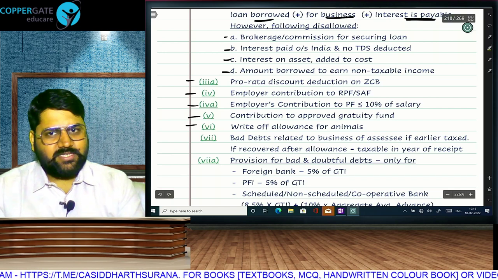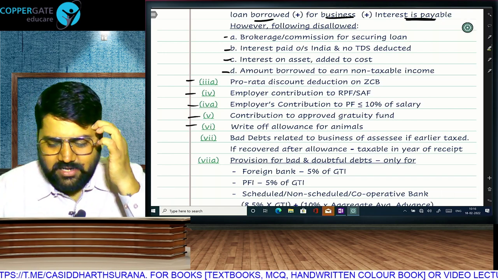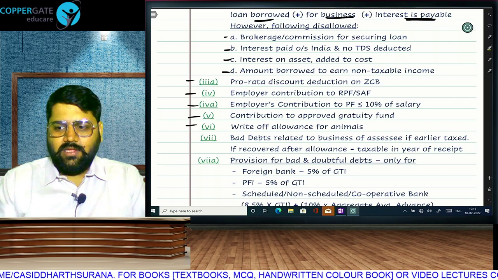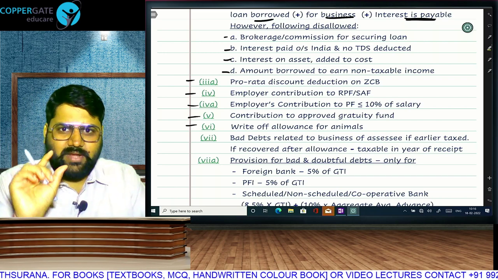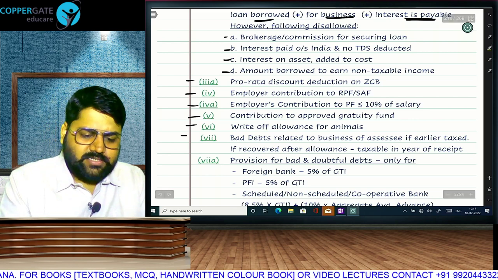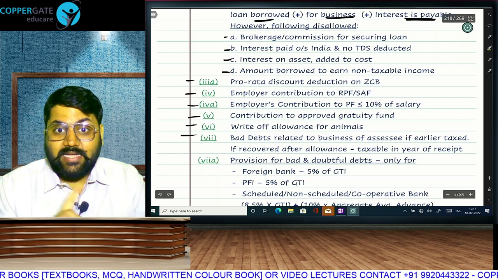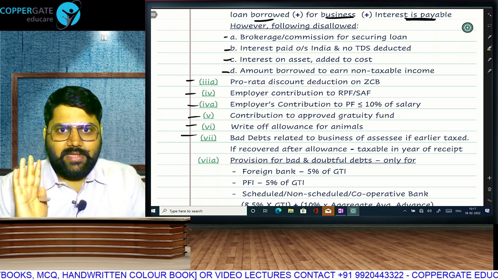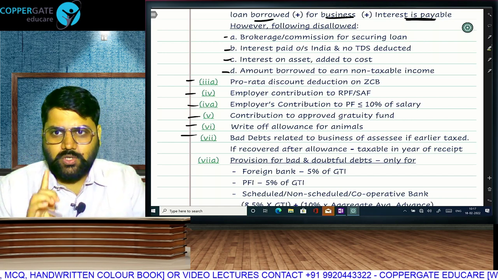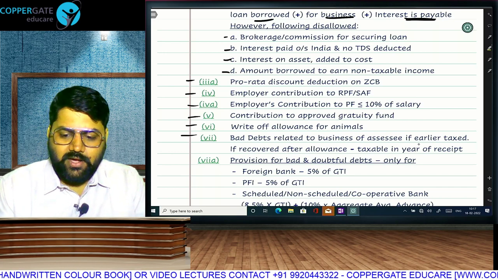If you have used animals in your business, when you acquire the animal, no deduction. But when you sell the animal, it can be sale of old animal or sale of dead body, then original cost minus selling price, your net expense will be allowed as a deduction. Bad debts, actual bad debts. RDD is not allowed for normal businesses. RDD is allowed only for banking business. In the next clause, only actual bad debts will be allowed if earlier you have paid tax.